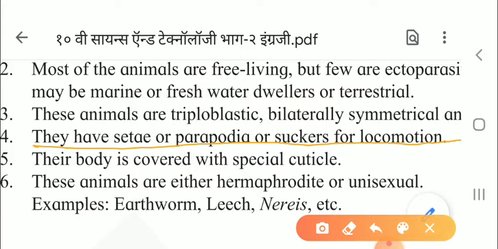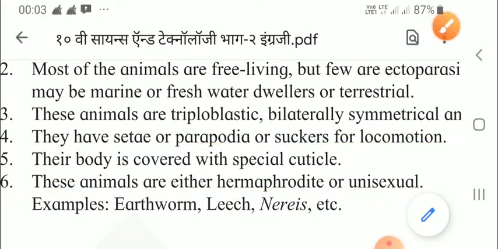Now their body is covered with a special cuticle. These animals are either hermaphrodite or unisexual. Already I told you that when both sexes, male and female, are present in the same organism, they are called hermaphrodite. Unisexual means either sex will be present, either male or female. Now what are the examples? Earthworm, leech, nereis, etc.